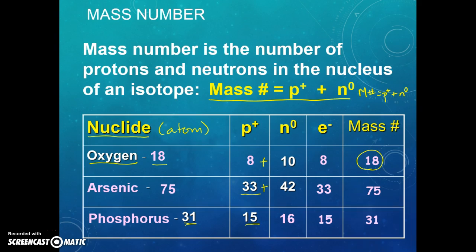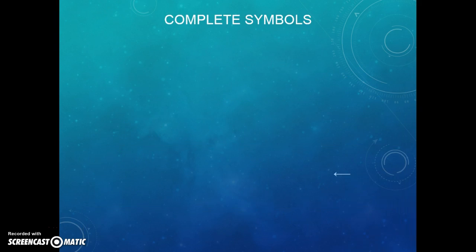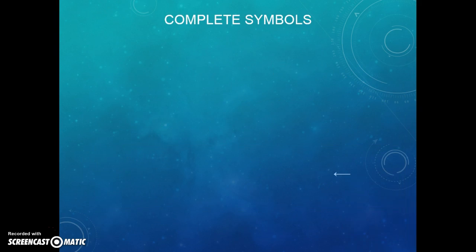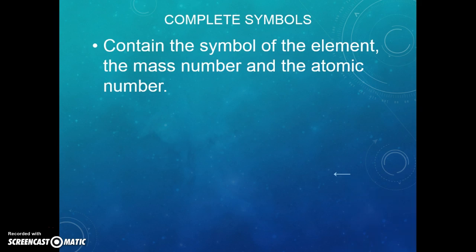Next, we're going to talk a little bit about complete symbols. We've seen one way to look at a nuclide, writing out the name and the mass number. So we can use that as a way to identify different atoms. But we can use another way, called the complete symbol. The complete symbol contains the symbol of the element, the mass number, and the atomic number.